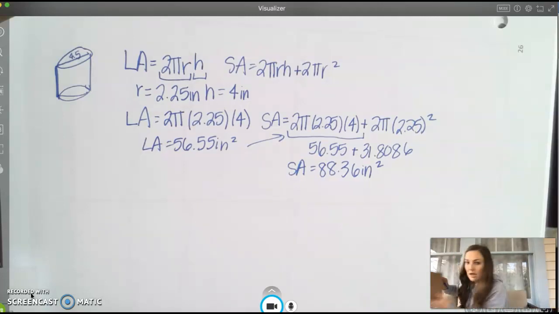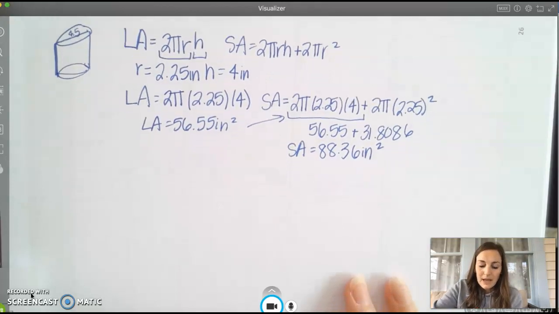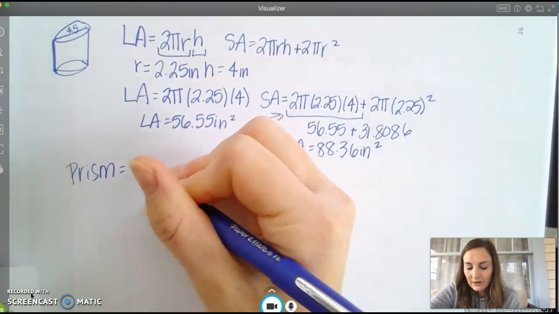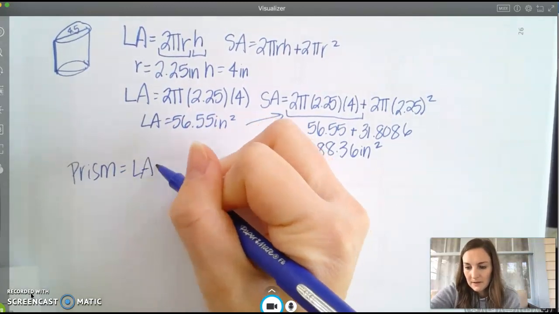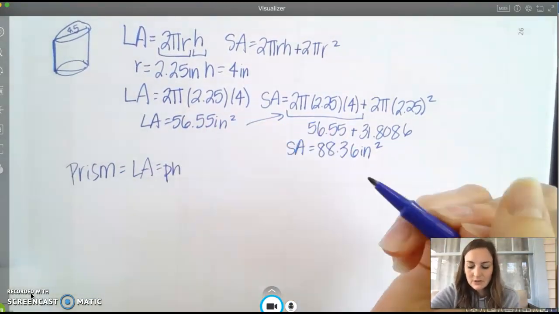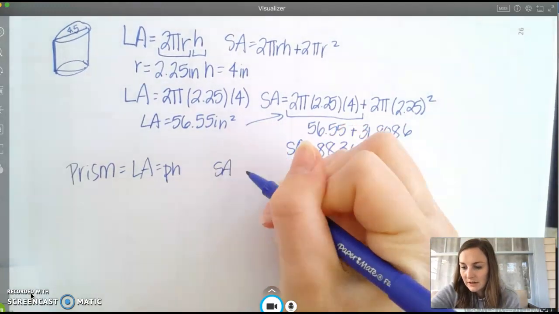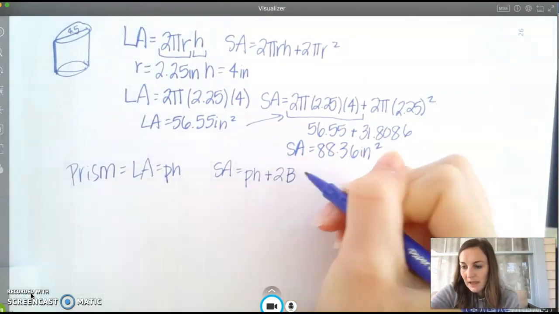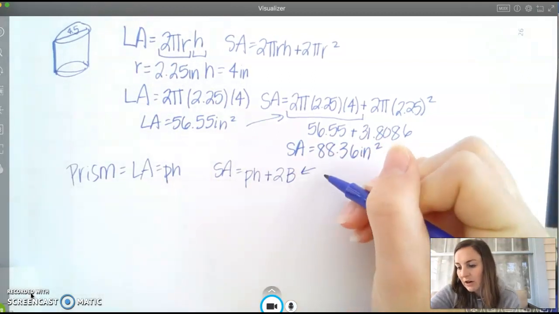So I have this box here that just came in the mail. So when we have a pyramid or a prism, again, I want to make sure I can identify it. We're working with a prism here. For our lateral area, it's P times H, and our surface area is PH plus 2B, where B is the area of the base.